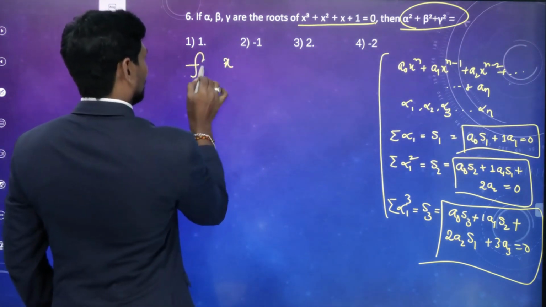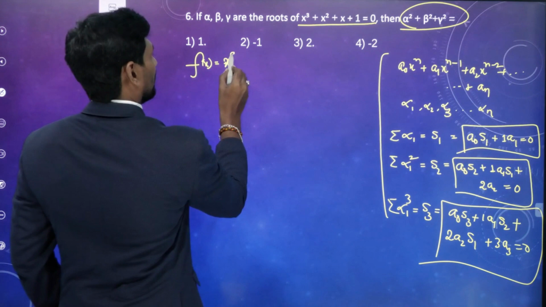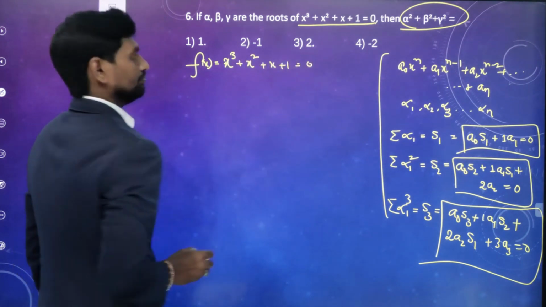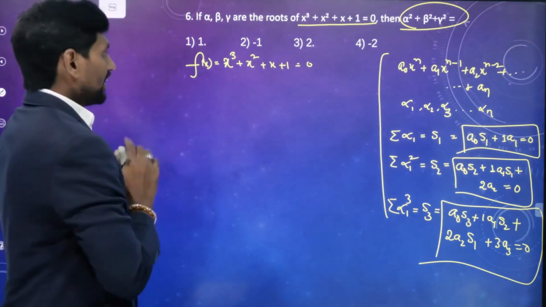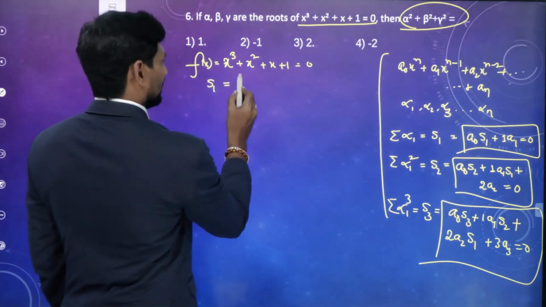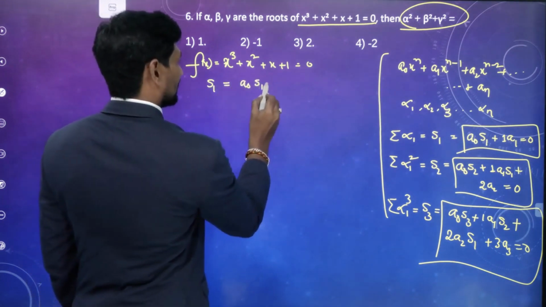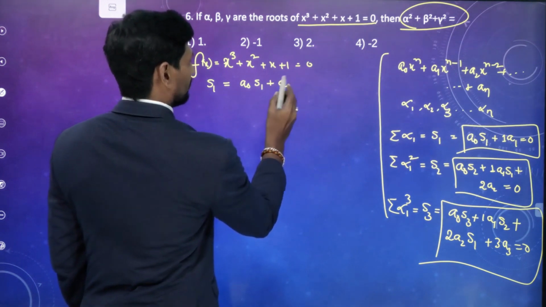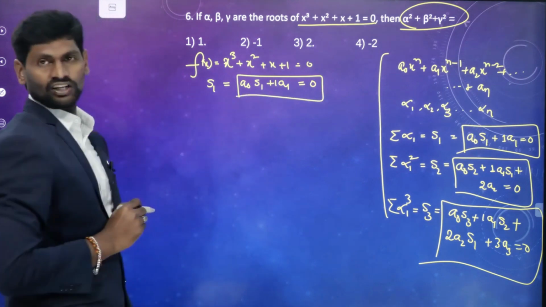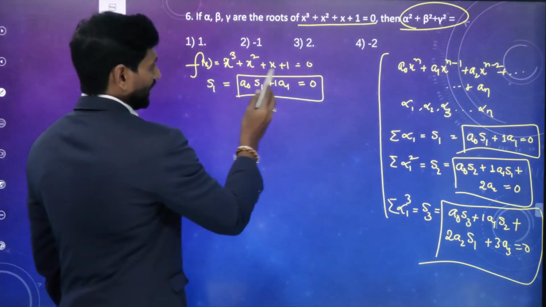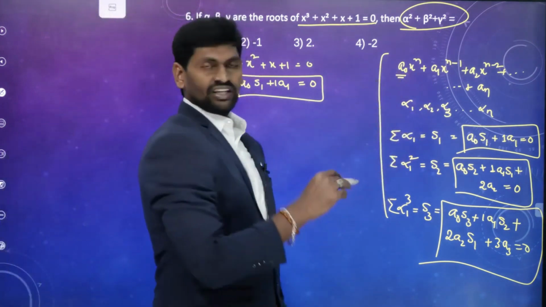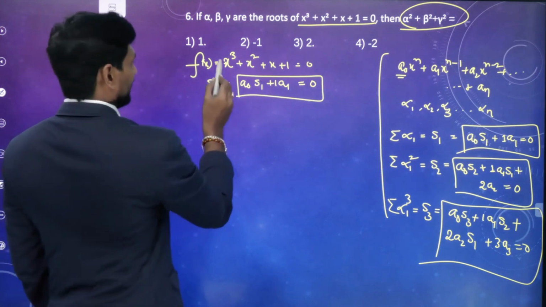Before that, I am writing the given polynomial f of x equals x cube plus x square plus x plus 1 equals 0. Now the S1 value. S1 formula is a naught S1 plus 1 into a1 equals 0. This is the condition. Here a naught is the coefficient of the highest power, next a1, a2, like this. So here a naught is 1.